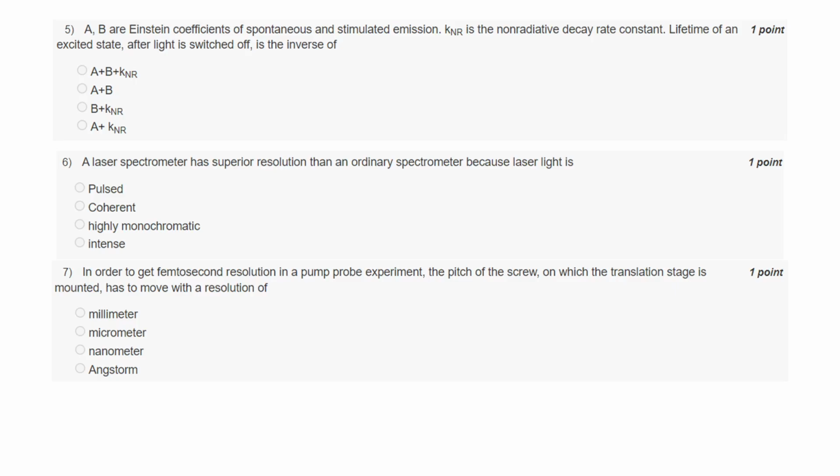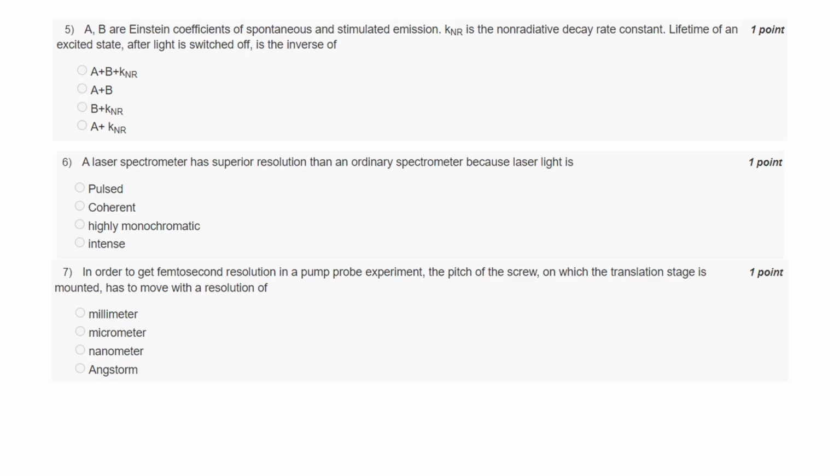Now KNR is a non-radiative decay constant. So the lifetime of an excited state after the light is switched off is 1 over A plus KNR, inverse. The fourth one, A plus KNR.